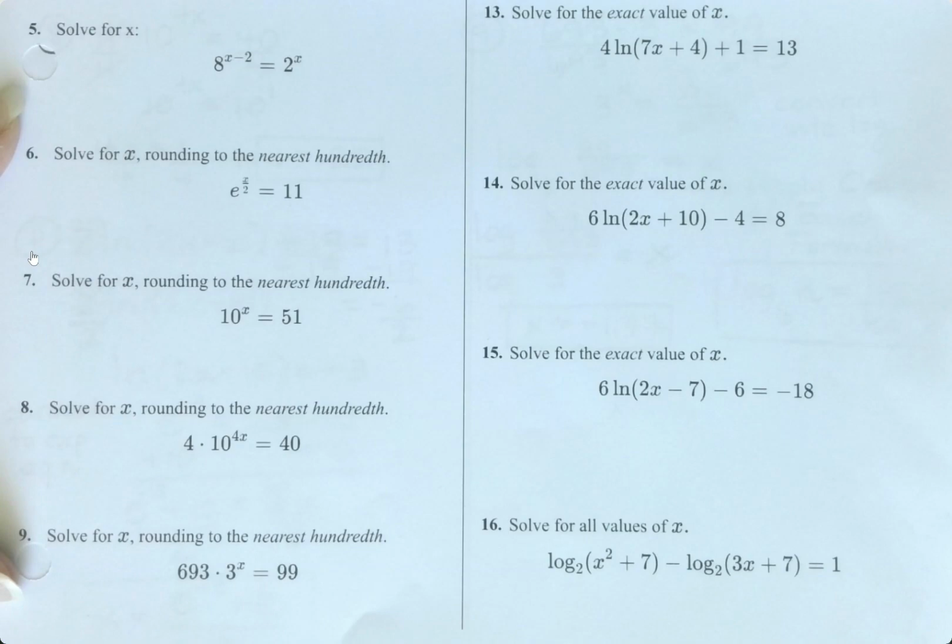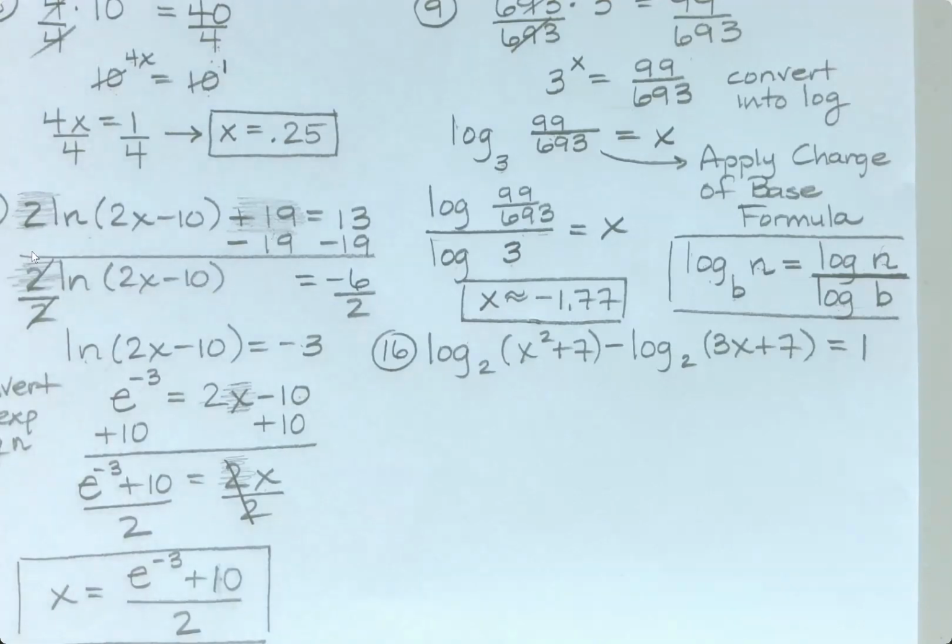All right, ready for the last problem? Let us look at problem 16. We are going to solve for all values of x. Log base 2 of x squared plus 7 minus log base 2 of 3x plus 7 equals 1. So let's solve this equation. Let's go write this out and proceed.